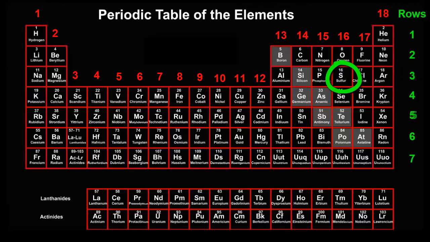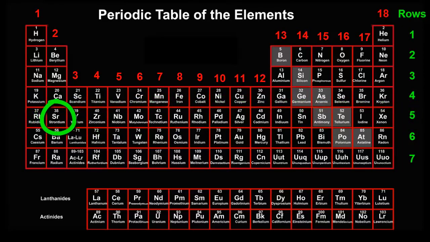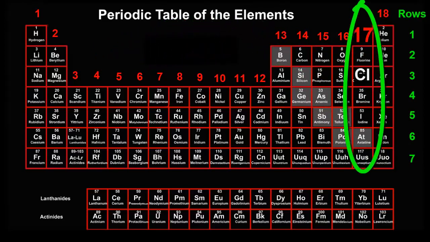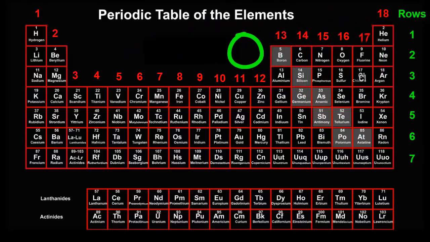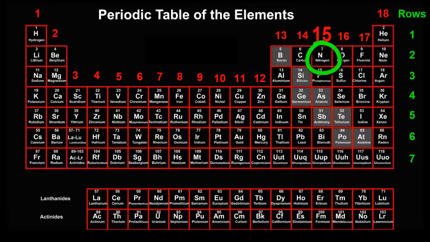Choose any element in the fifth row. There are a lot of possible answers for this. Could be strontium, tin, iodine. You choose. Which group is chlorine in? Group 17. Choose an element in group 15. Could be nitrogen or arsenic or any of the others.